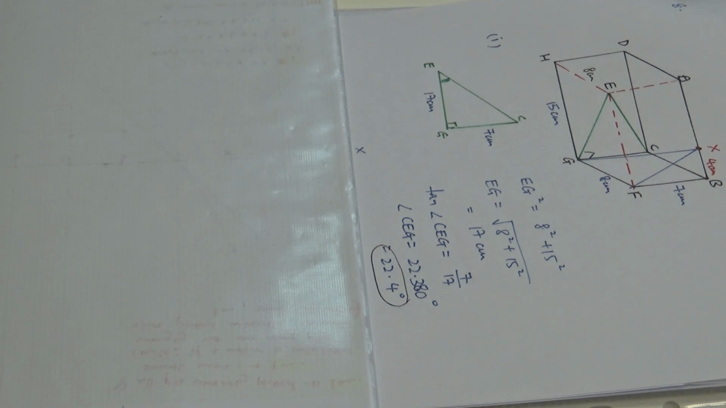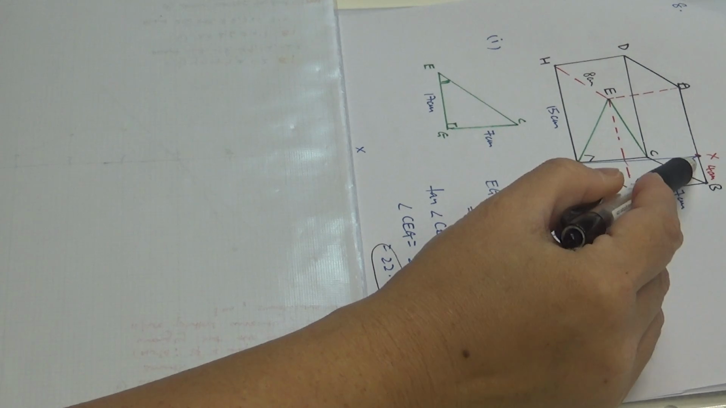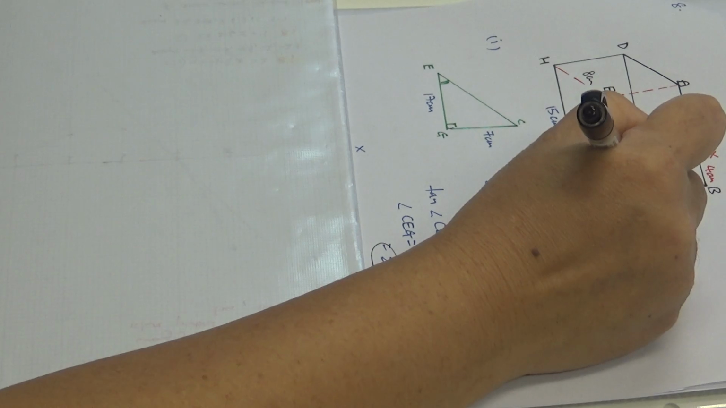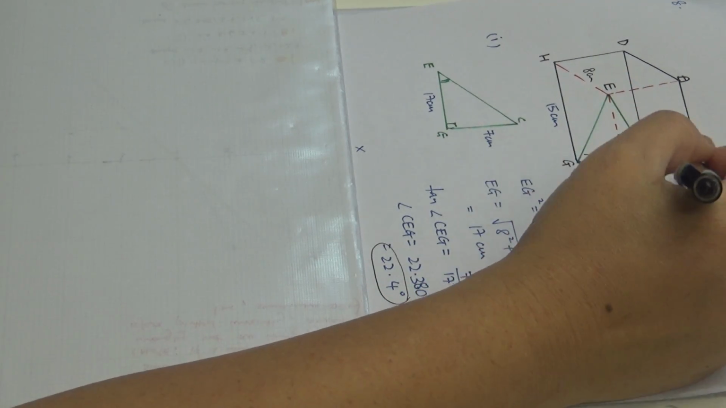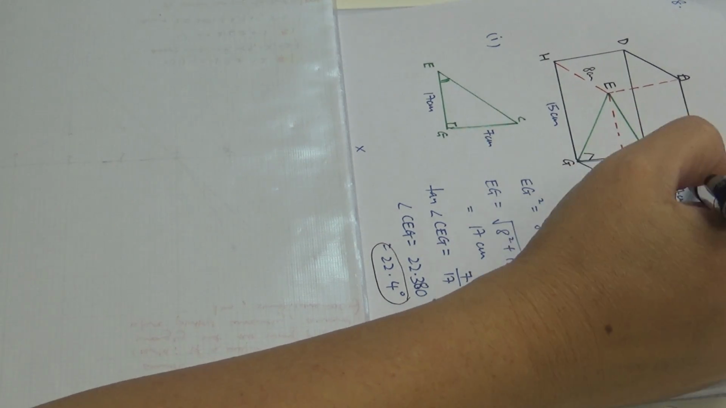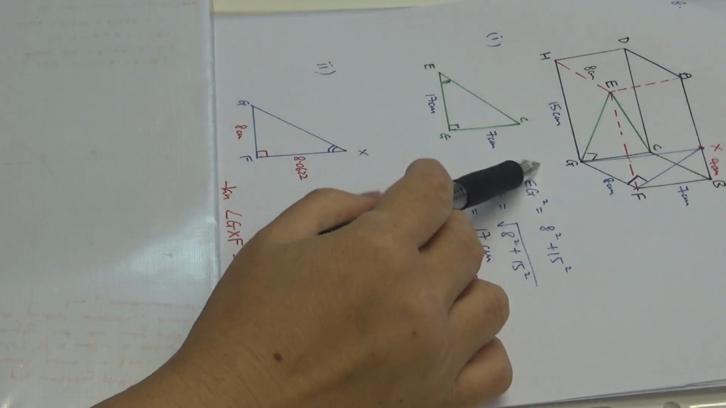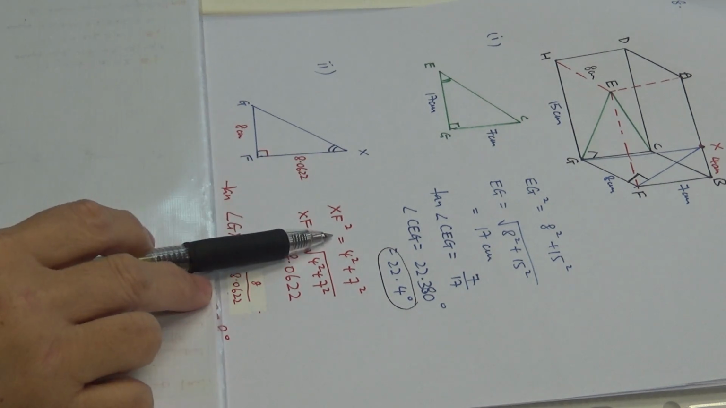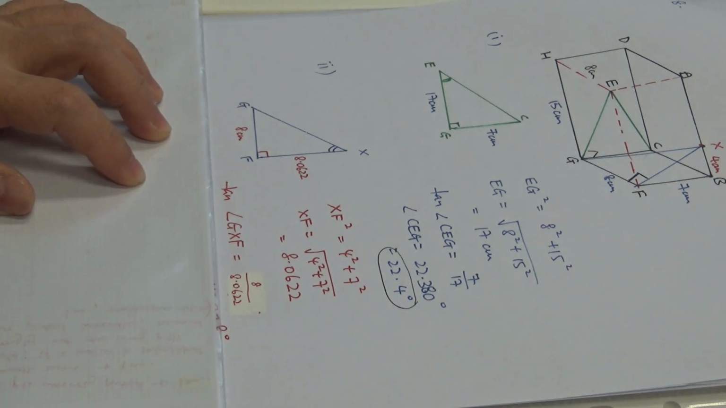8 part 2, they want you to find angle GXF. Now for angle GXF, I'm looking at this particular triangle. Note that X and F here, this particular angle here is actually 90 degrees because it lies in the same side, same face of the cuboid, ABFE, it lies on the same plane. So I'm going to redraw GFX, it looks like that. Now XF square is actually 4 square plus 7 square. How did I get this?